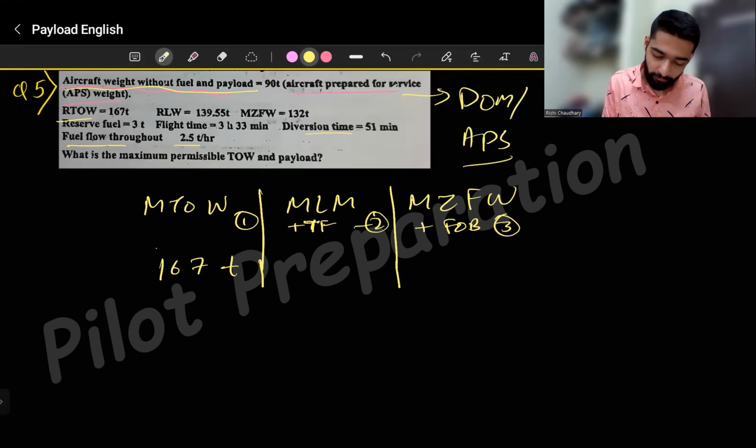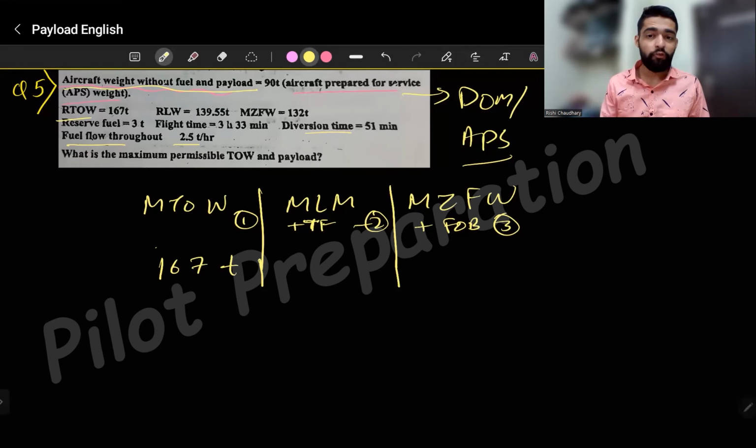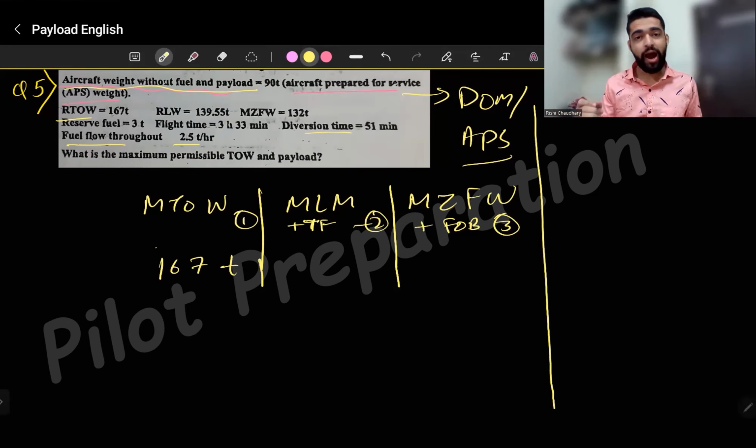So we are given fuel flow throughout is 2.5 ton per hour. That means every hour, how much fuel is getting consumed in the trip? It is 2.5 ton. In these type of questions, first we need to find out trip fuel and fuel on board. After that, we need to continue the question. So first we'll find out trip fuel and fuel on board.